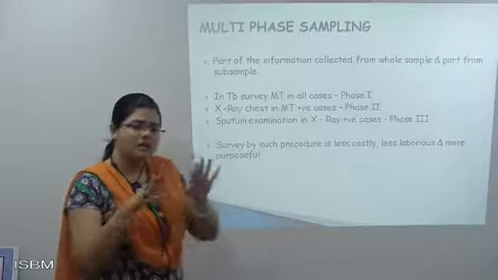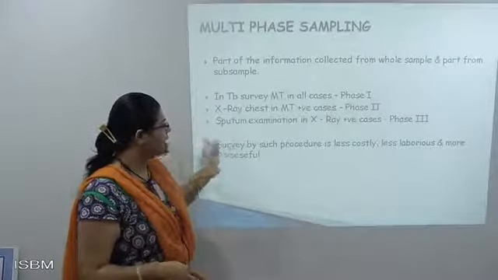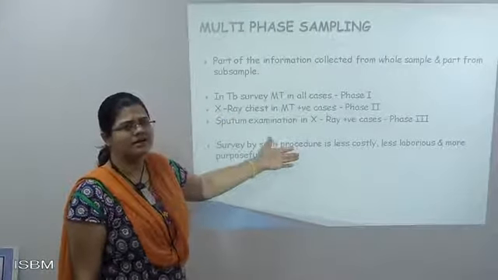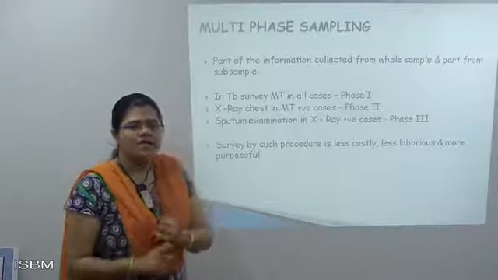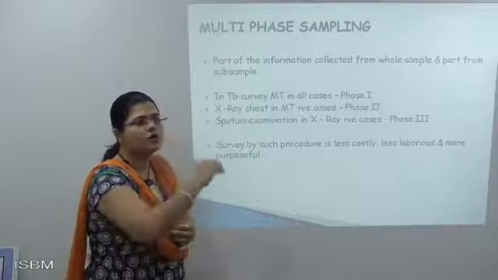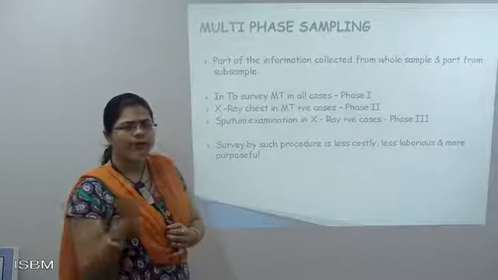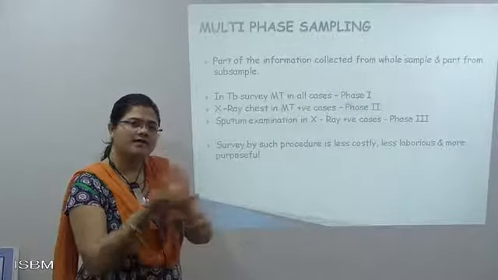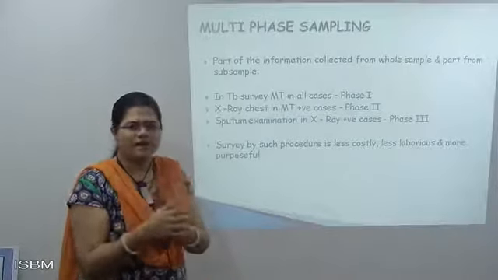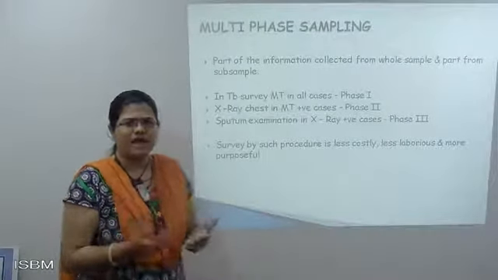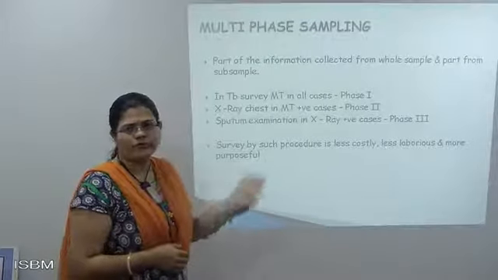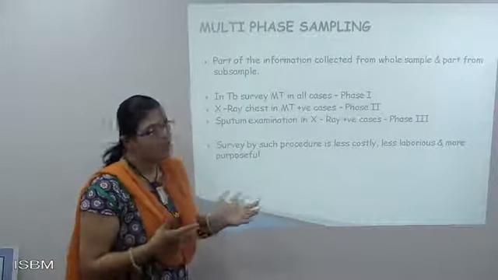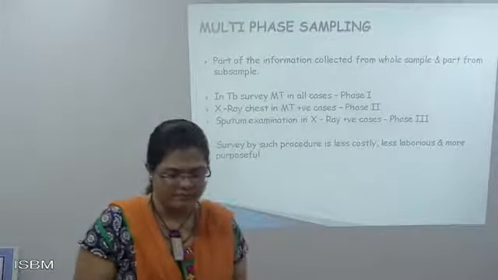So I have a 3-phase of this machinery also. So for a survey by such procedure, if I do the survey to calculate the data, this will be less costly, where I'm paying only for the one machine, and that one machine has the different phases, and from that only I'm getting information. So it is less costly, less laborious, and more purposeful, and this is more useful, which makes it easier and more informative to get the sampling related information.